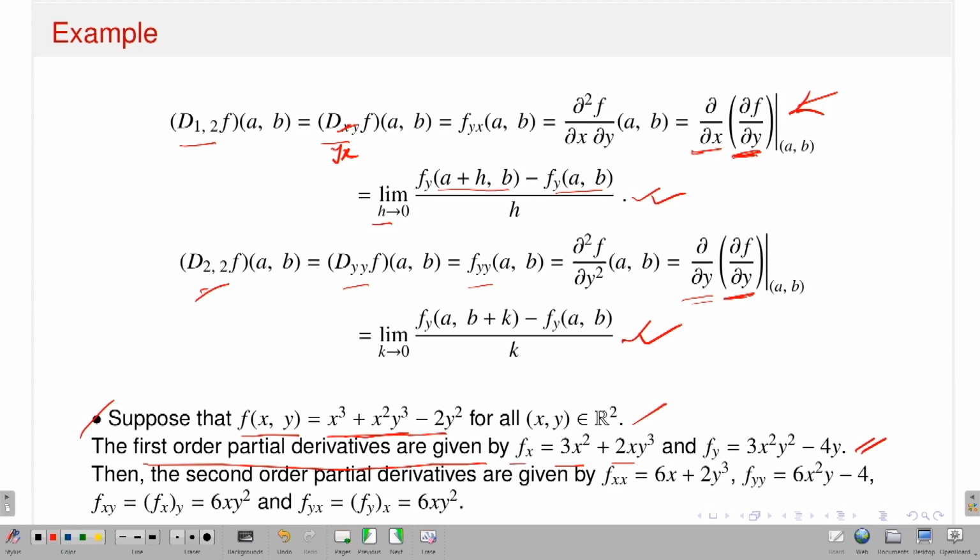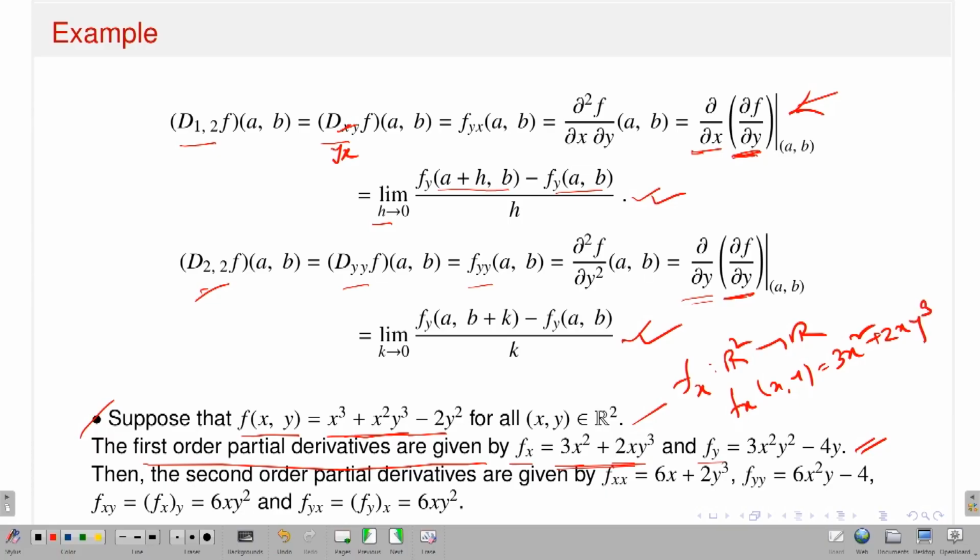So, now you have the functions fx = ∂f/∂x and ∂f/∂y, then I can perform the second order partial derivatives. Since it is again a function from R2 to R, fx is a function from R2 to R. How is it defined? fx at the point (x, y) is nothing but 3x² + 2xy³.